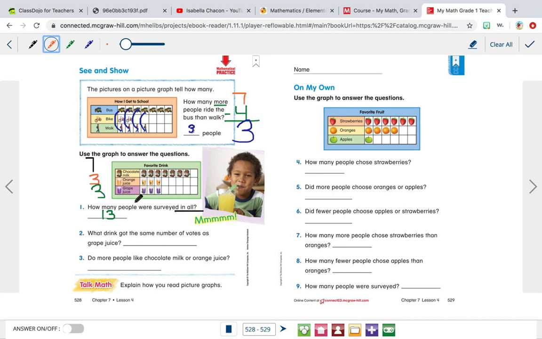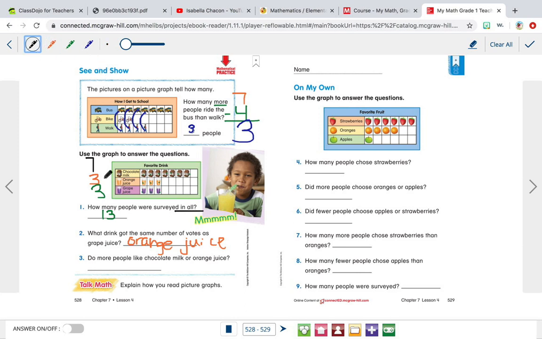So we're not going to say 3. We're not going to say who got the same thing as grape juice? 3. That does not make sense. They're asking for the drink. So we're not going to put the number. We're going to put the juice. So we're going to say orange juice. O-R-A-N-G-E juice. Okay.